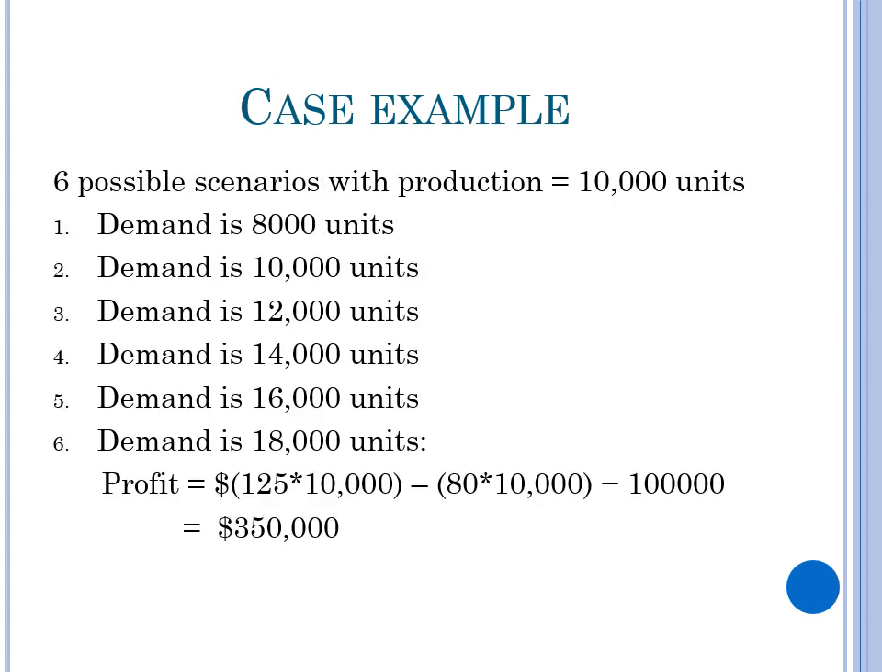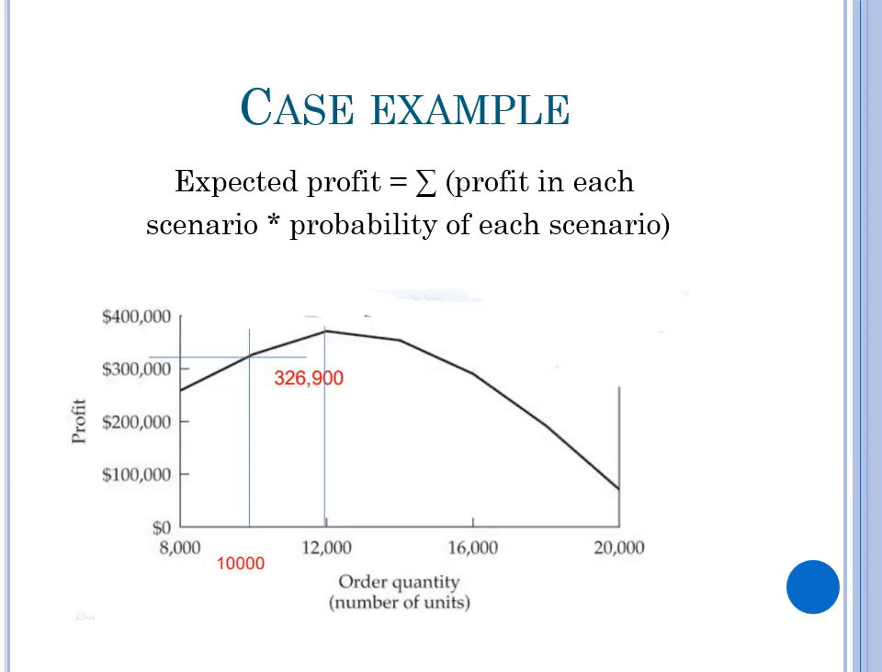So, if we decide to produce 10,000 units, there are 6 possible scenarios. That demand will be 8,000, 10,000, 12,000, or 14,000 units, and so on. We can calculate the profit for each scenario by subtracting the variable and fixed cost from the profit. And then we can calculate the expected profit for each amount of production.